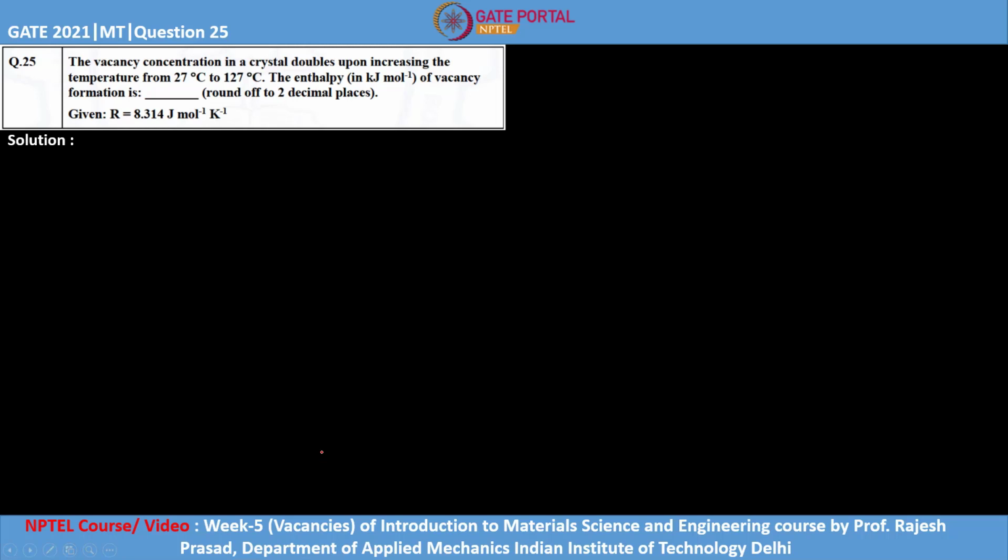So this is question number 25 of GATE Metallurgical Engineering 2021. The question is, the vacancy concentration in a crystal doubles upon increasing the temperature from 27 degrees Celsius to 127 degrees Celsius. The enthalpy in kilojoule per mole of vacancy formation is, and the value of R is given as 8.314 joule per mole per Kelvin.